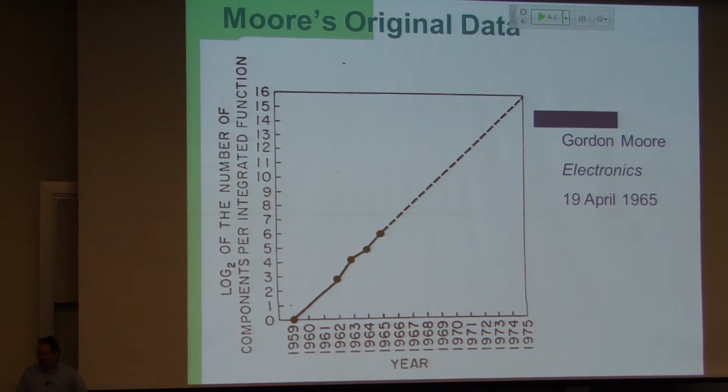So even though it looks like a straight line, it doesn't mean that from 1962 to 1963 it just went up from 3 to 4. It went from 2 to the 3 to 2 to the 4, which is twice as much. I know some of you are totally familiar with log charts, but some of you probably never understood them and still don't.